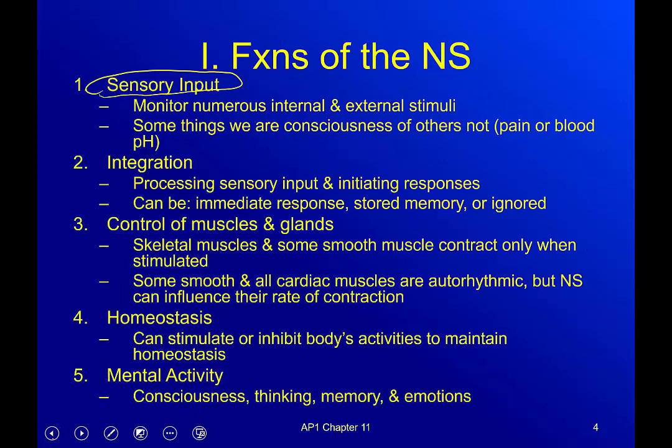Now, the second function here. Integration. Processing sensory input and initiating responses. It can be immediate, it can be stored, or it can be ignored.